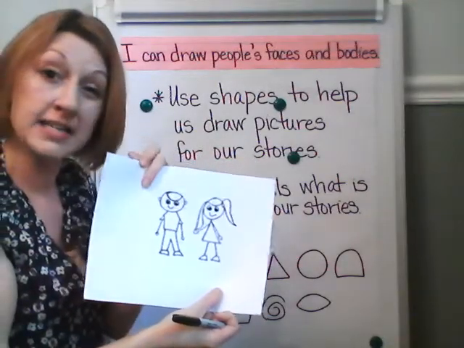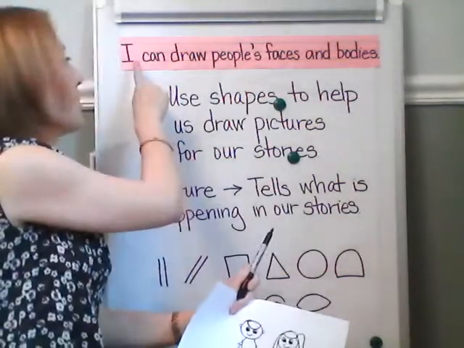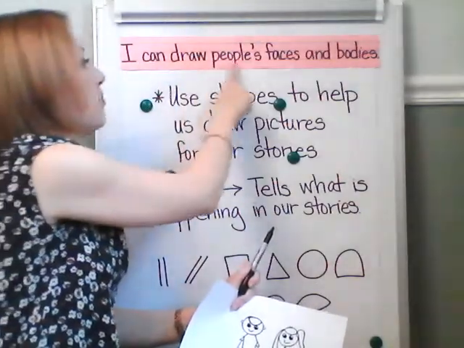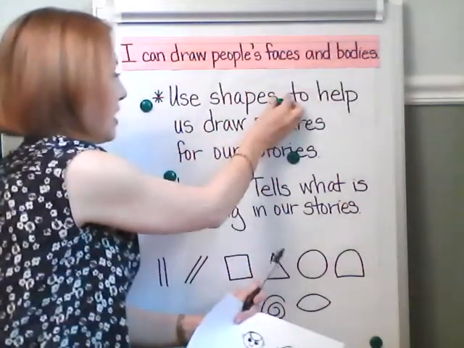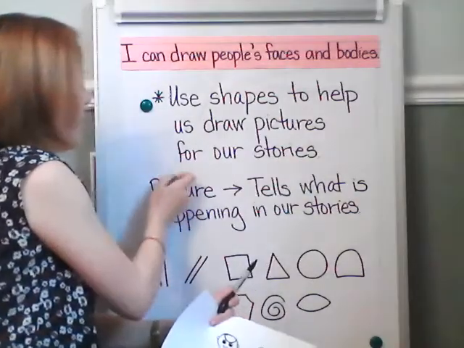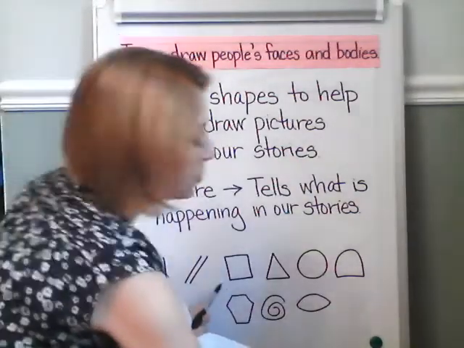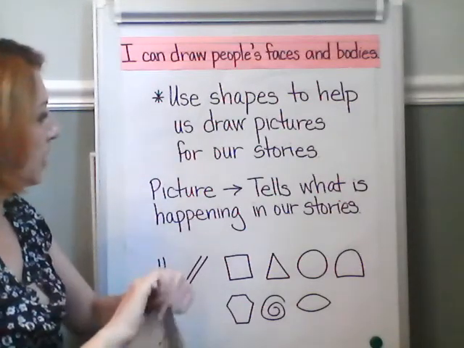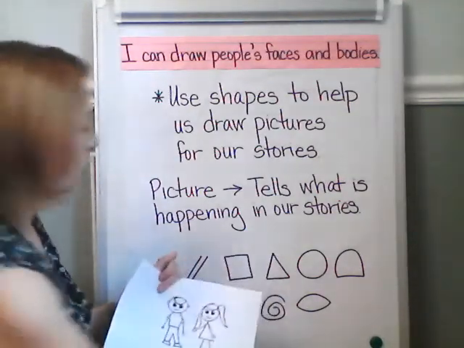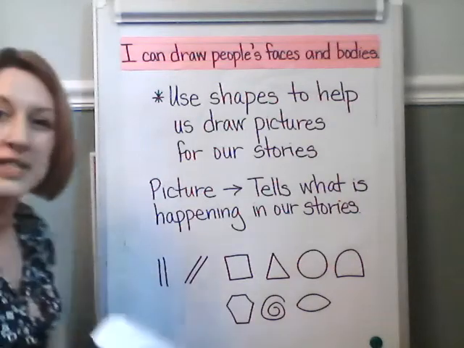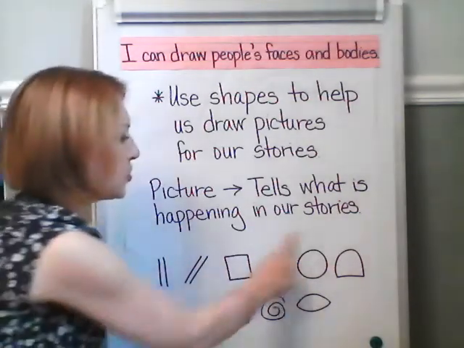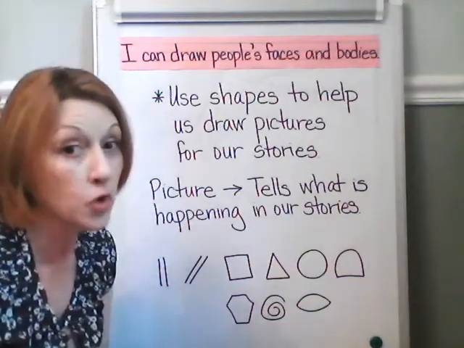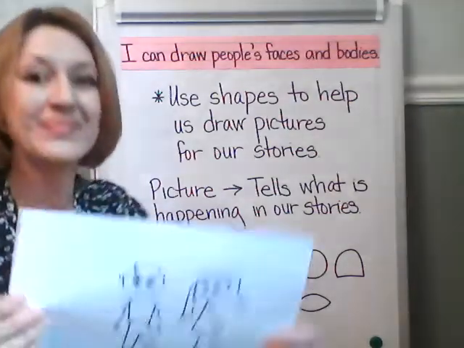Can you read the I can statement one more time with me? Read it with me. I can draw people's faces and bodies. Nice job. And remember, you can use shapes to help draw pictures for our stories. And we know that a picture tells us what's happening in the story. These are just some of the shapes you can use. There's so many more out there, okay? All right.